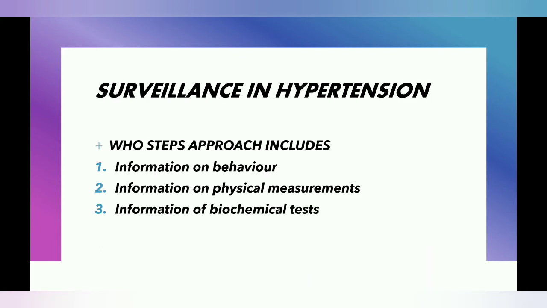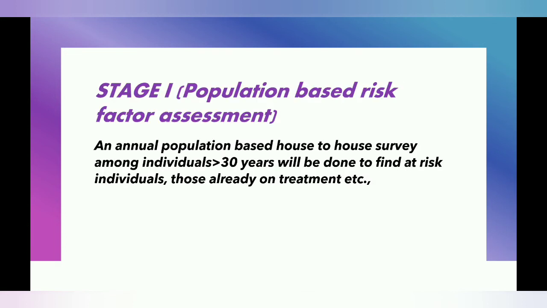Then comes the surveillance in hypertension. WHO STEPS approach includes information on behavior, information on physical measurements, and information on biochemical tests. Stage 1, population based risk factor assessment. An annual population based house to house survey among individuals greater than 30 years will be done to find at risk individuals and those already on treatment, etc.